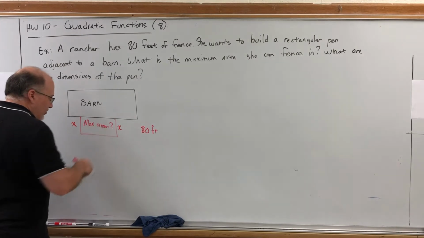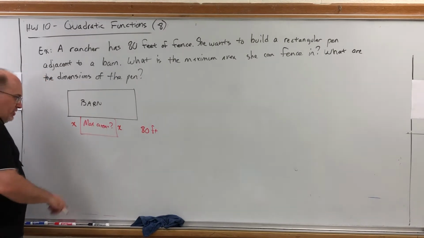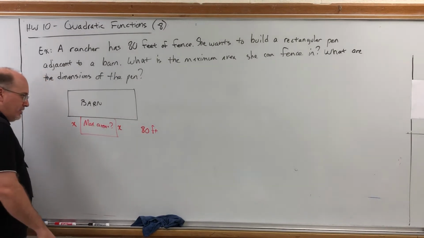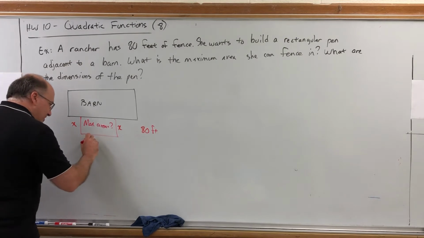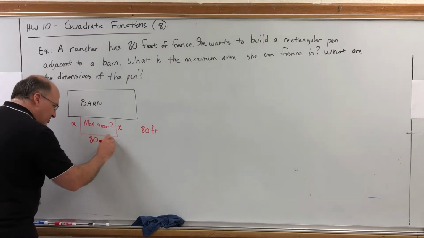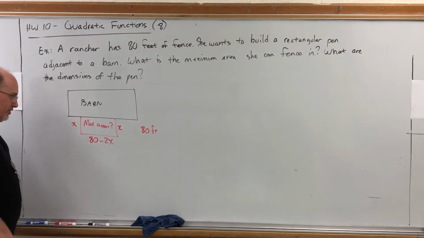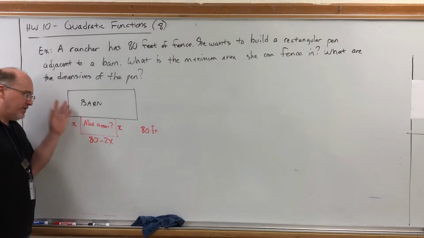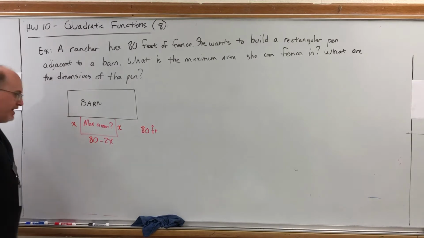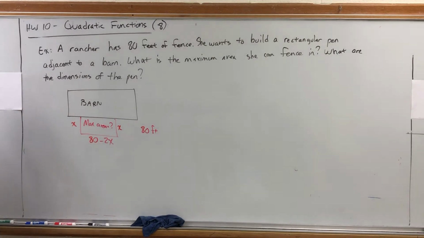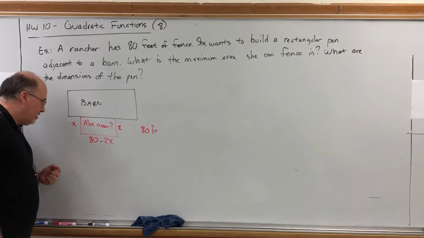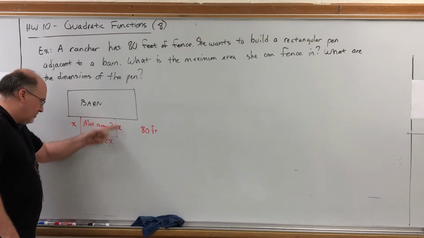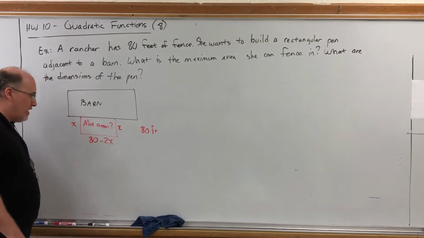I've already labeled two of these three sides x. So how can I label the third side? Well, I could say the third side is the 80 feet minus the two x's that I need for over here. And you can check it by adding all three of these. If you combine the like terms, all the x's would disappear, and you would get 80. So I've got something I can wrap my mind around now. This is x, so is that. This is 80 minus 2x.